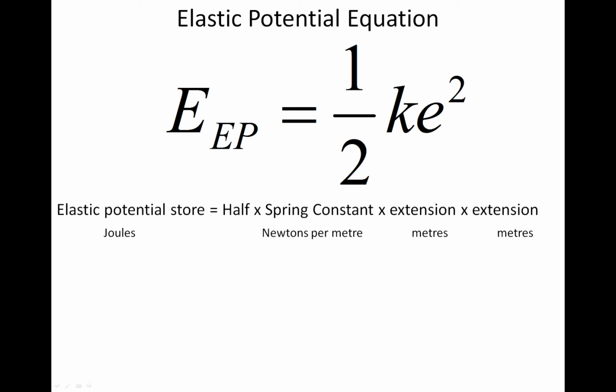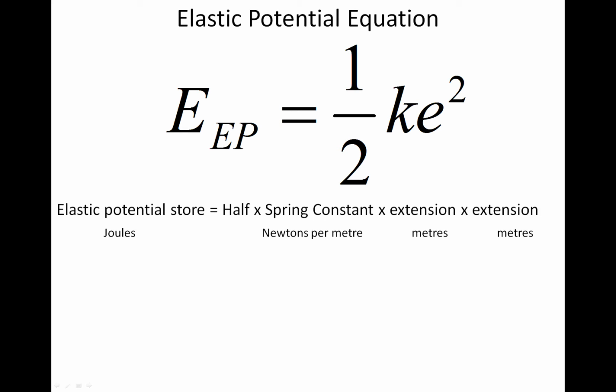We have E_EP, which is energy elastic potential, is equal to a half k e squared, where k is the spring constant, which is how difficult it is to stretch, squash, or twist a material, and e is the extension, that is how far the material has been stretched, squashed, or twisted.